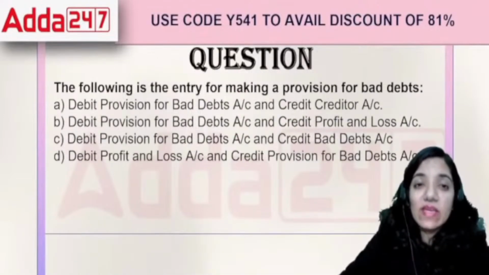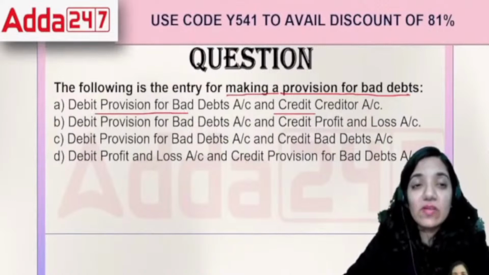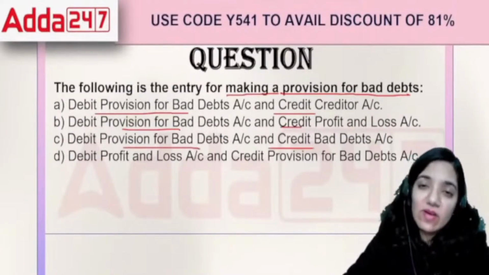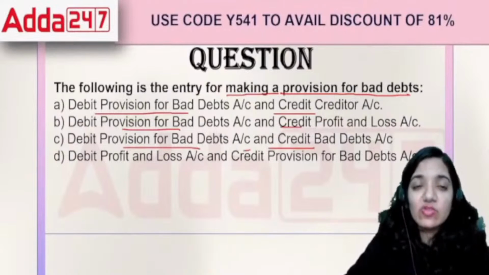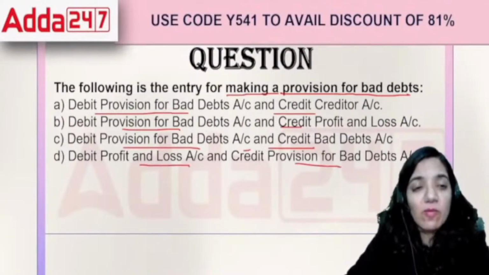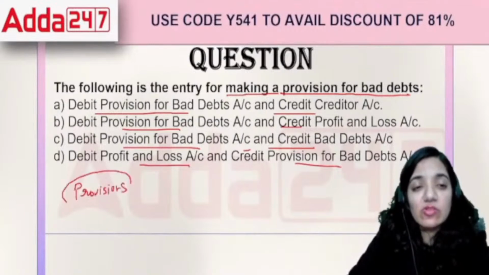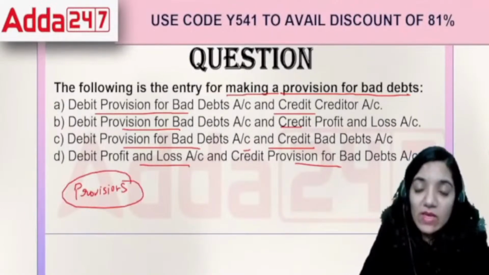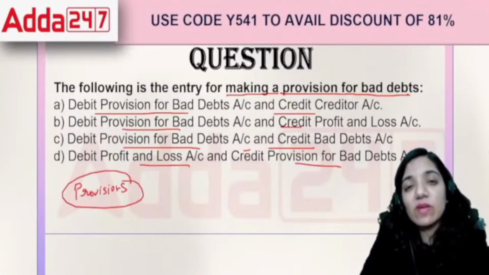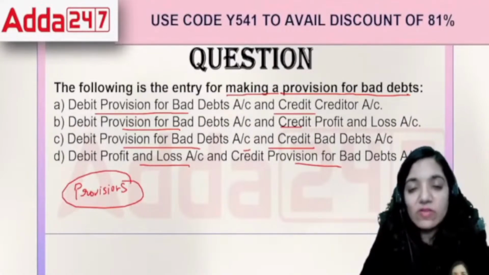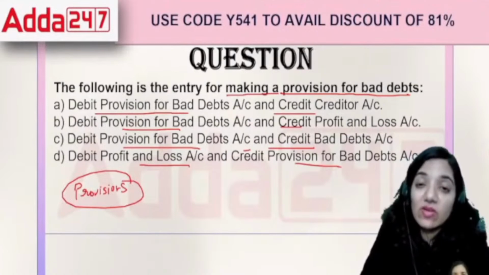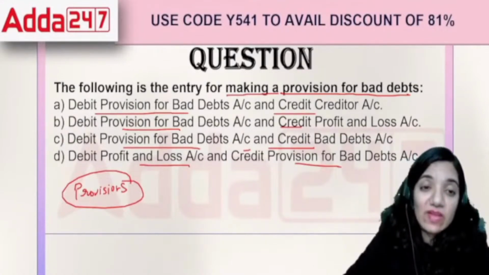The following is the entry for making a provision for bad debts. Provision for bad debts, credit creditor; provision for bad debts, P&L; then we have bad debts and P&L to provision for bad debts. What do you mean by provision? I can see many of my debtors are not able to pay the money on time. If the particular person states that he has become insolvent, I cannot ask them for money at all. Isn't it? That is what we define as provisions.